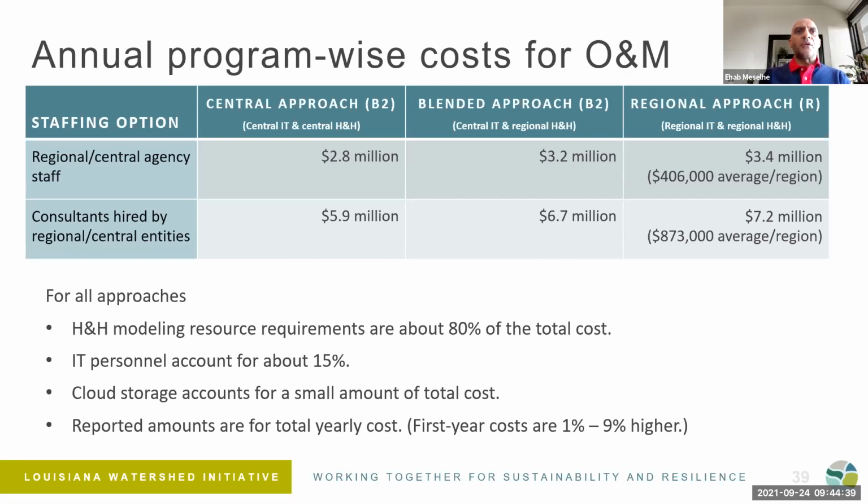The IT activities contributed about 15% of that cost. Actually, the storage was a pretty small component, and other administrative fees rounded up the total cost. The very first year will be slightly higher than the remaining running years, anywhere between 1 to 9% higher in the first year, and then afterward, the cost will be flat for keeping up the system.